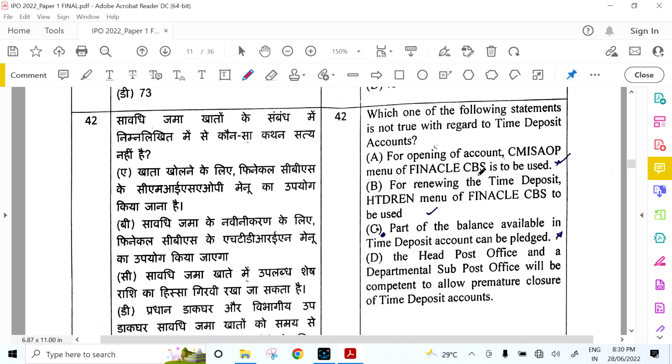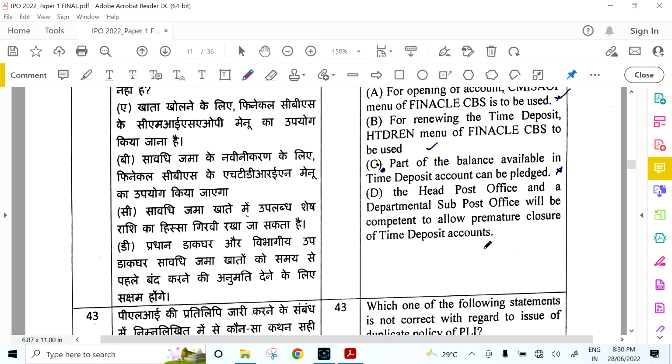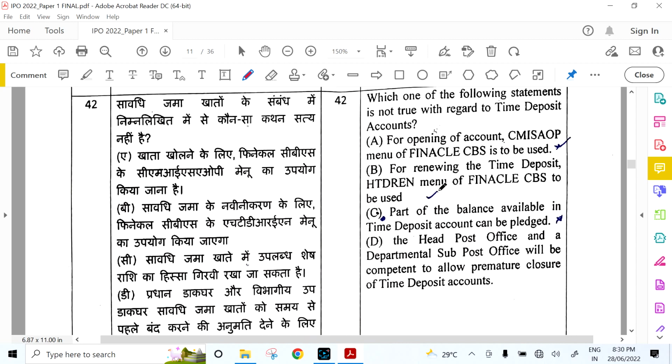Which of the following statements is not true with regard to time deposit accounts? For opening an account, the CMIS AOP menu for Finacle CBS is to be used. For renewing the time deposit, the HTDREN menu of Finacle CBS is to be used. Part of the balance available in time deposit can be pledged. The head post office, departmental post office and sub post office will be competent to allow premature closure of TD. All these are correct except this one. So the answer is C. The part of the balance available in the time deposit can be pledged, it is given. Actually, it cannot be pledged. So here, not true, it is given. So it cannot be pledged. So this is the wrong statement. So the answer is C.